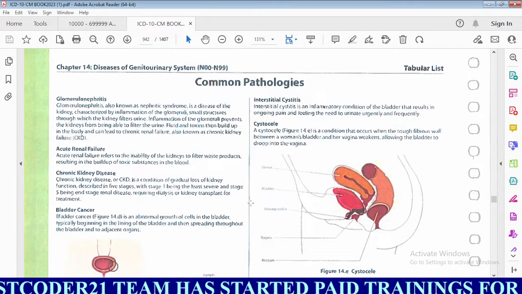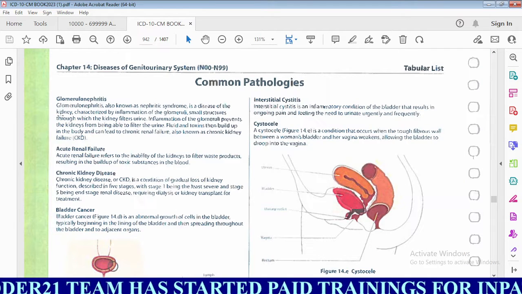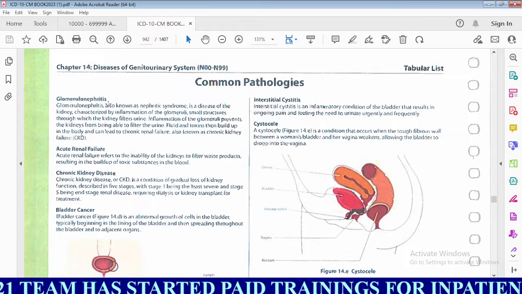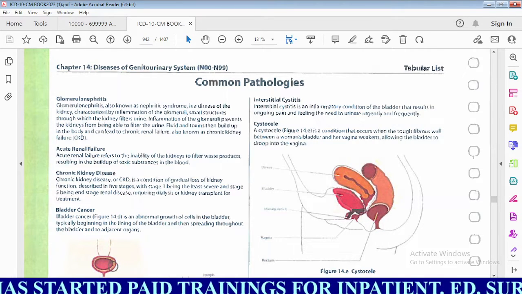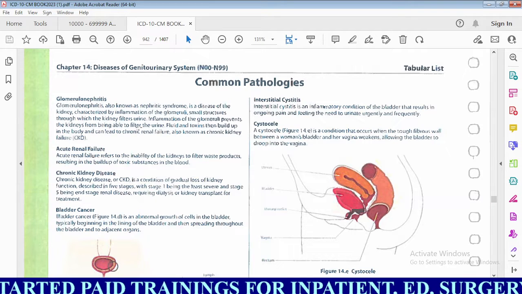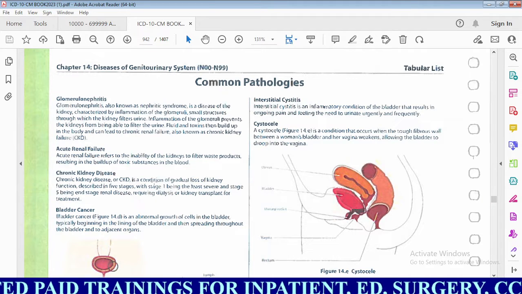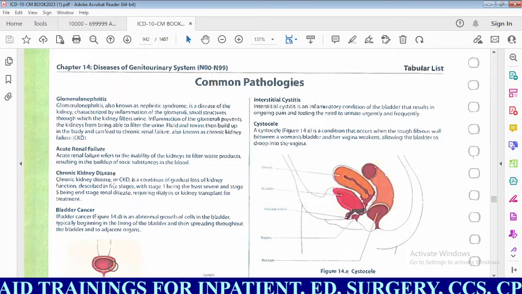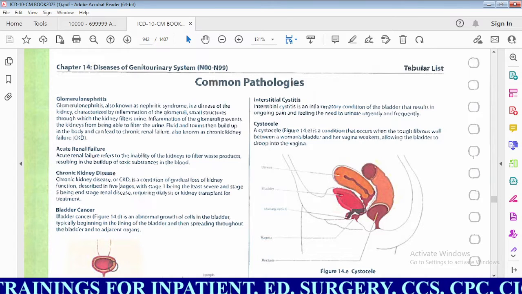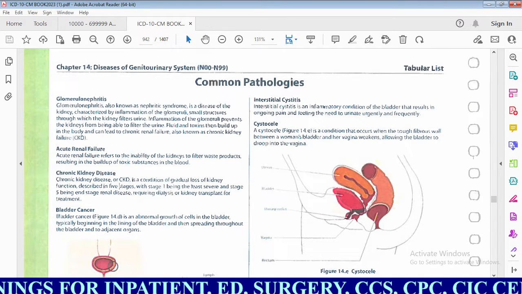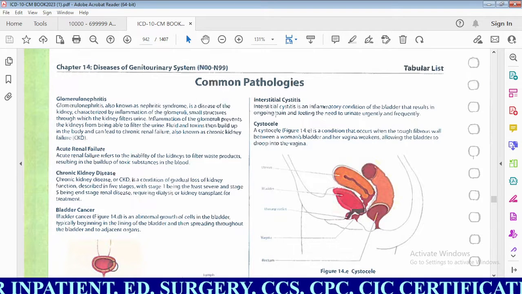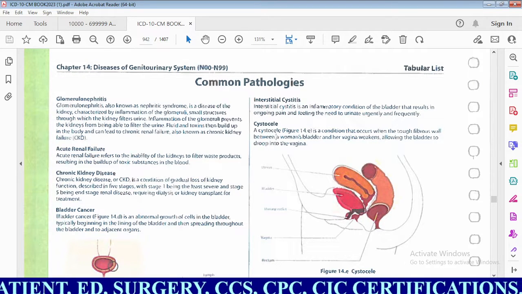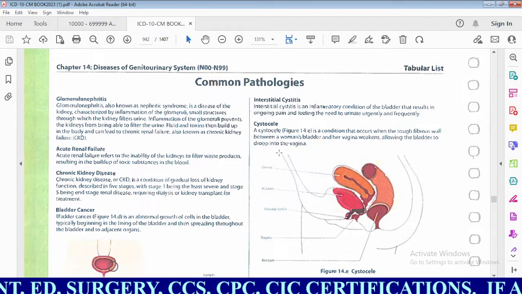So common pathologies in urinary system include glomerulonephritis. Nephritis means inflammation, so basically it is inflammation of the kidney or disease of the kidney, and also acute renal failure, chronic kidney disease, which is most important for medical coders. And next one is bladder cancer and interstitial cystitis, and also we are having cystocele here.